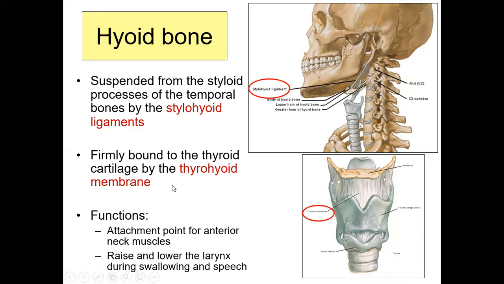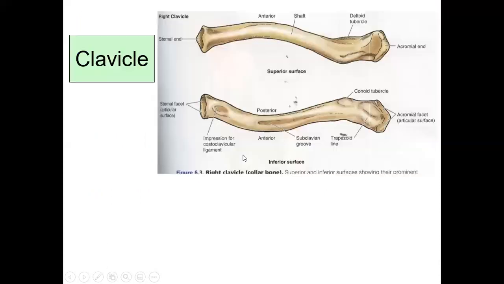And what is the function of the hyoid bone? The function is to act as an attachment point for the anterior neck muscles. And the other function is to raise and lower the larynx during swallowing and speech. So that is the function of the hyoid bone.